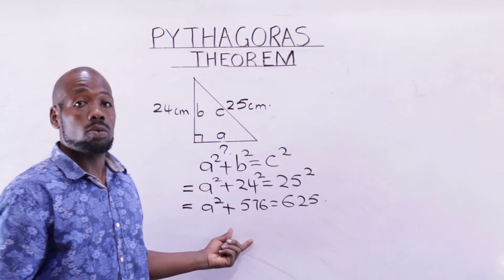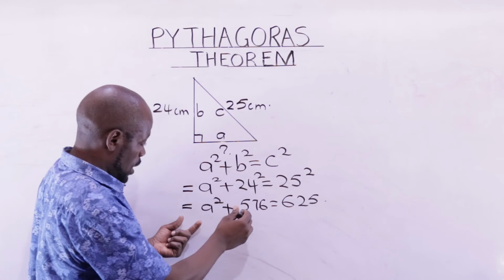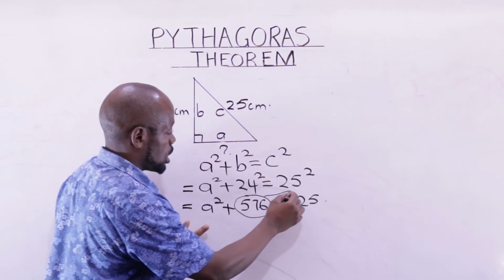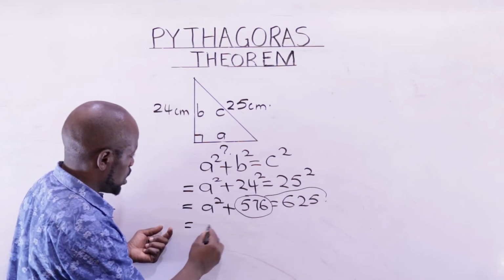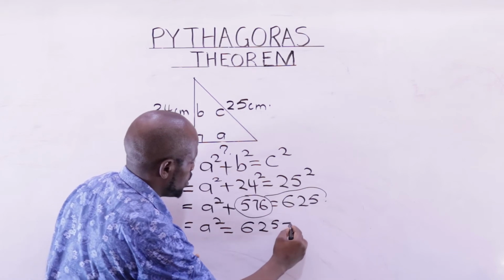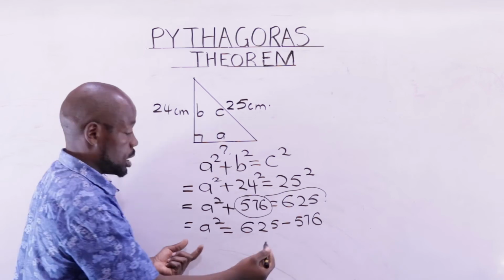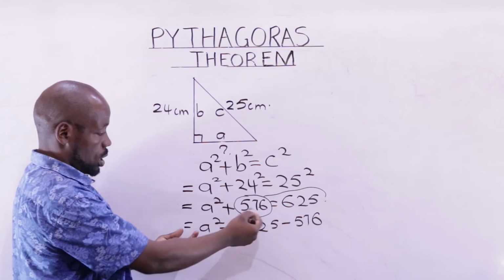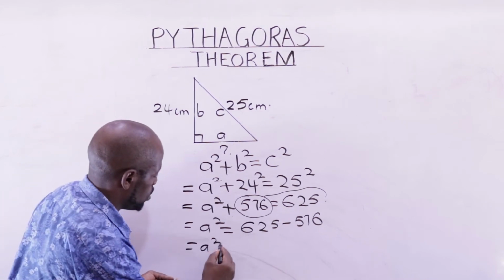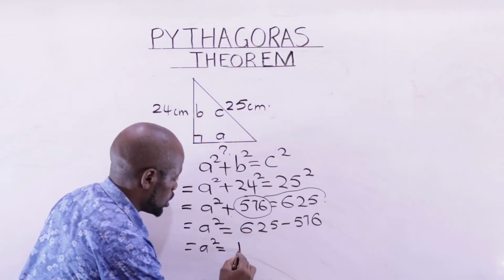So up to this point, we have to collect the like terms. In this case, 576 has to cross the equal sign to go to the other side. So we will have A squared is equal to 625 minus 576. Remember, this is a negative sign because on this side there was a positive sign. Now, A squared will be equal to 625 minus 576, which is 49.